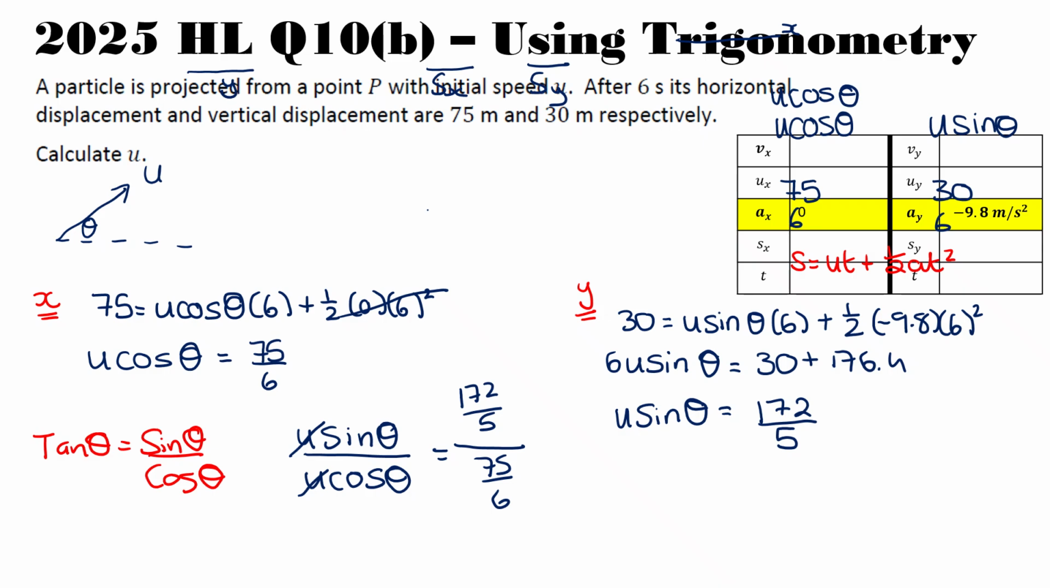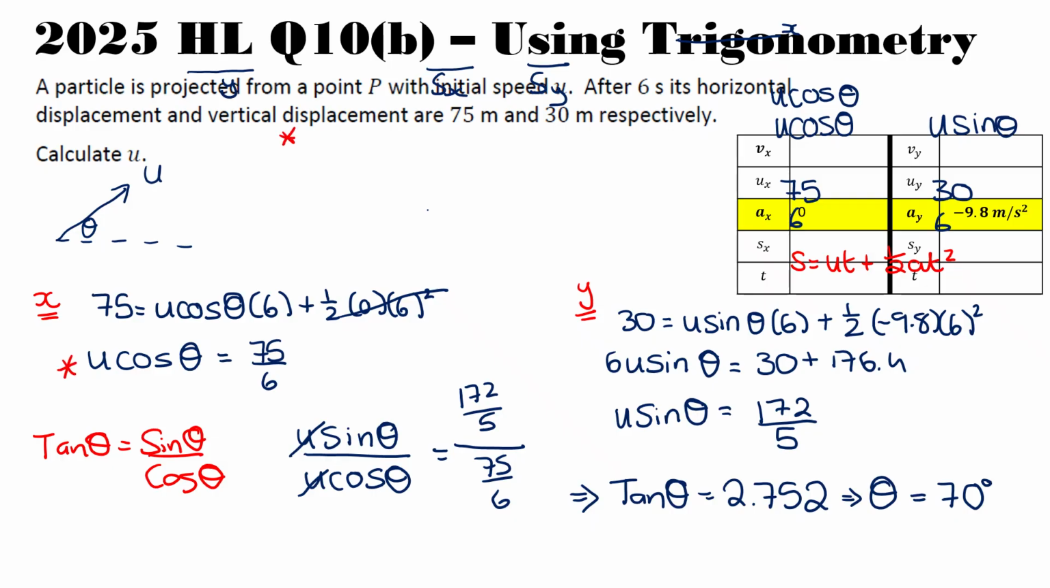So when we work that out, we get tan theta is equal to 2.752, and that gives us our theta, which works out to about 70 degrees. Now that I've got my 70 degrees, we can go back and work out our u. So I'm going to take this equation here.